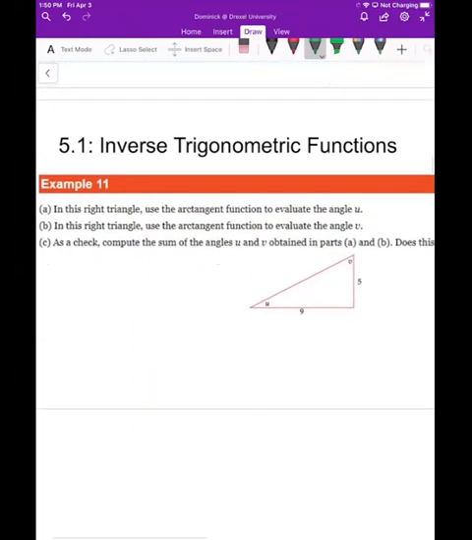Okay, now we're going to do a right triangle trig problem. So in this right triangle, we're going to use arctangent to find u, right? Now the tangent of u is equal to 5 over 9. So that means that u is the arctangent, or the inverse tangent, of 5 over 9. And if we let our calculator do the work for that, we get the inverse tangent of 5 over 9, that u is going to equal roughly 29.05 degrees.